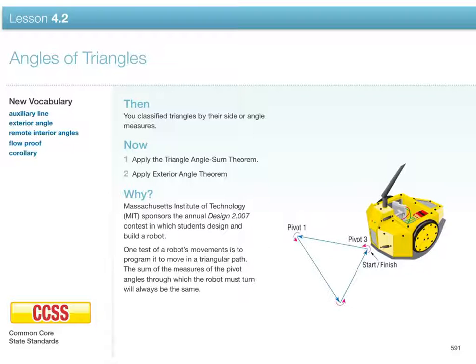Okay, angles of triangles. New vocabulary. Well, really, the only one that you were interested in this time is auxiliary line. Okay, now an auxiliary line is any line that you put in that is parallel with one side of the triangle that you're working on. Okay, auxiliary line. We'll come up to exterior and remote interior angles in a few minutes.